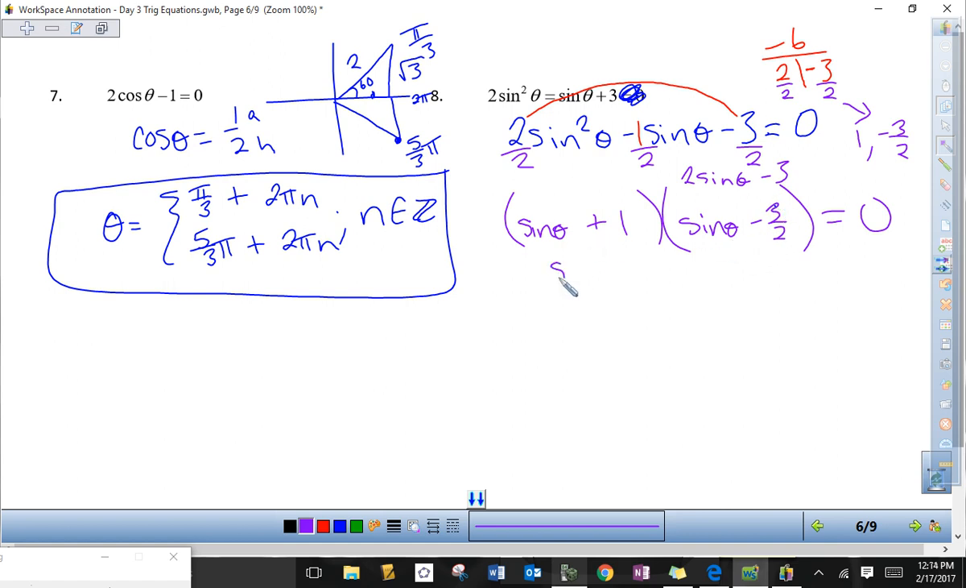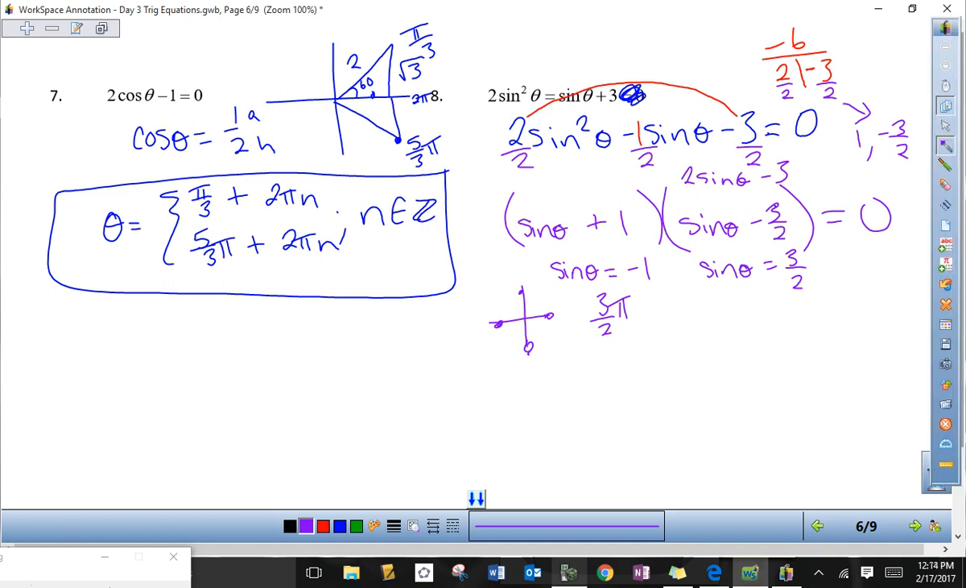All we have to do is say sine theta equals, switch the sign, -1, and sine theta equals, switch the sign, 3/2. So think way back to the first day we introduced the unit circle, the original 4 points. Sine, or the y value, was -1 straight down. And theta, straight down, is 3/2 pi.